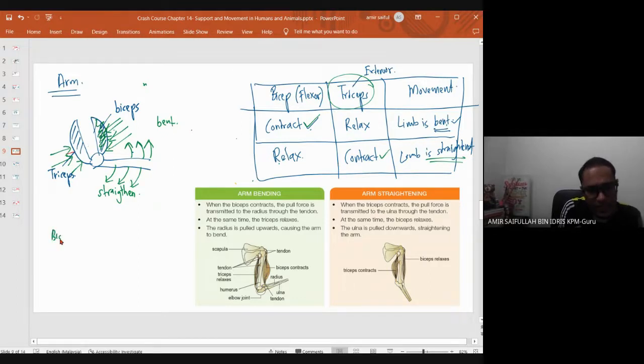So when the bicep contracts, the tricep will relax. Hence, the arm is bent. Okay? Then if the bicep relaxes, the tricep contracts, and the arm is straightened. Okay? Now better? Now can understand?